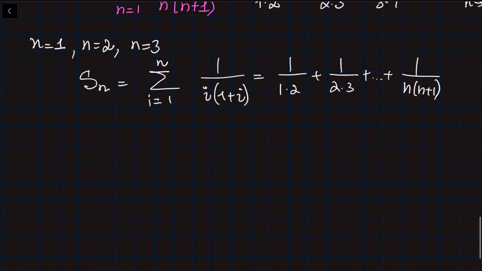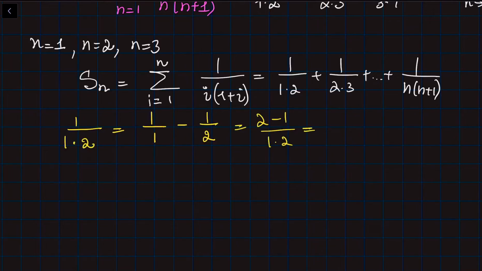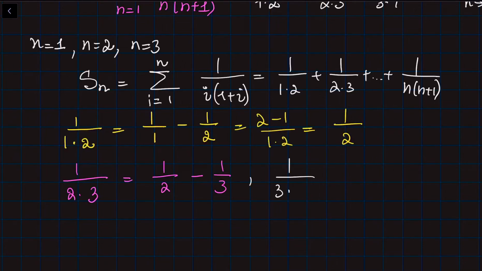One interesting thing I can see from here is that 1 divided by 1 times 2 can be written as 1 over 1 minus 1 over 2. Can you see this? It's 2 minus 1 divided by 1 times 2, which is 1 over 2. At the same time, I can do this trick with the second term: 1 divided by 2 times 3 can be written as 1 over 2 minus 1 over 3. Indeed, if you give the common denominators, they are going to be the same. We can do this with the third term: 1 divided by 3 times 4 can be written as 1 over 3 minus 1 over 4.